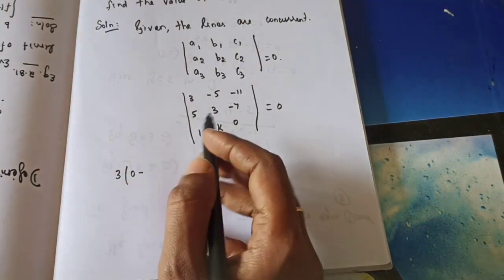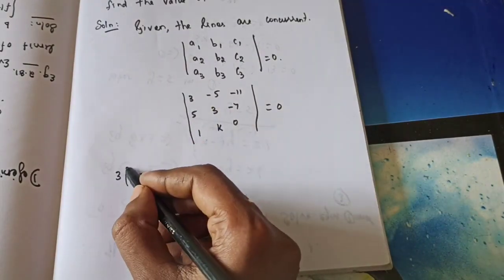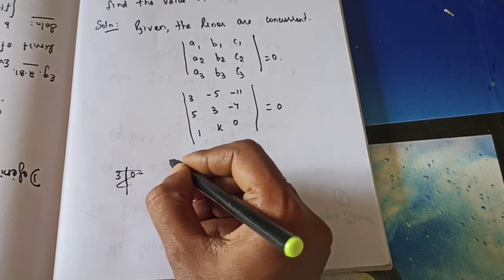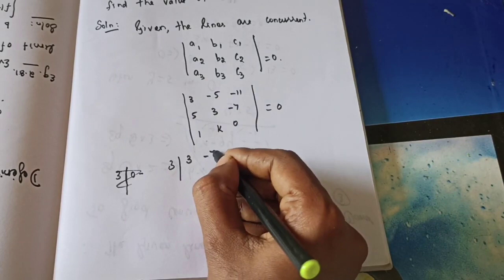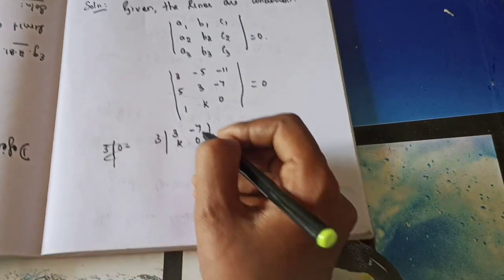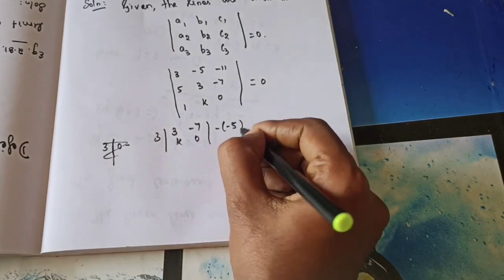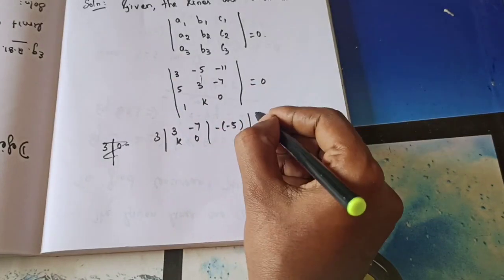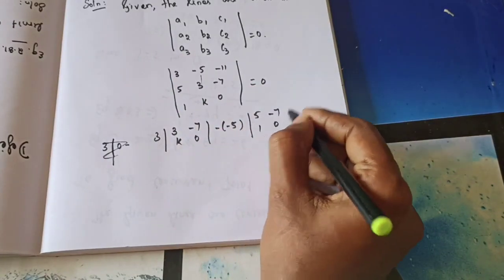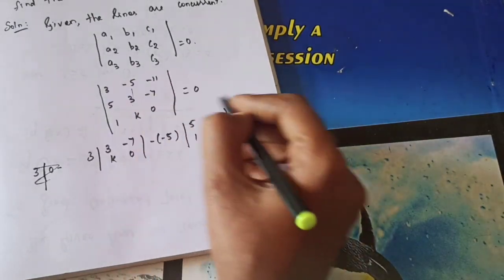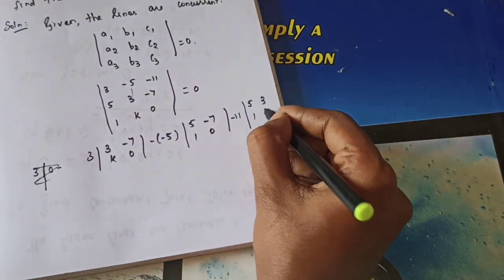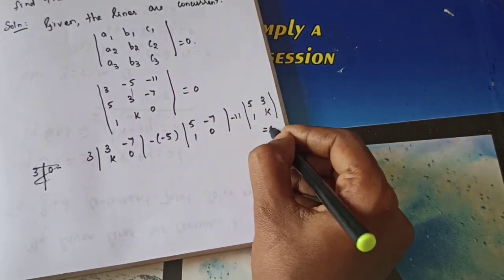Now we will expand it. Okay. So 3 into, this row and column will go, so the determinant is minus 7, k, 0. The next term means minus of minus 5, so this and this will go, so 5, minus 7, 1, 0. The next one, minus 11 into this and this. All this you have learned in the first unit. More than many problems we have completed.